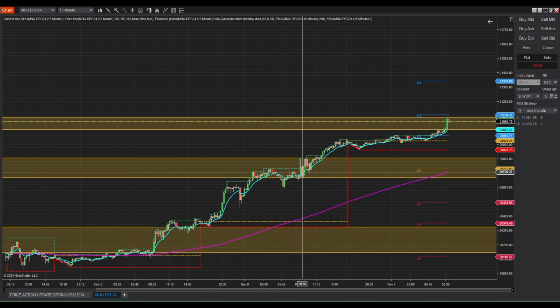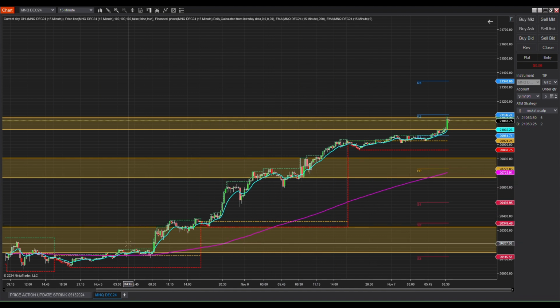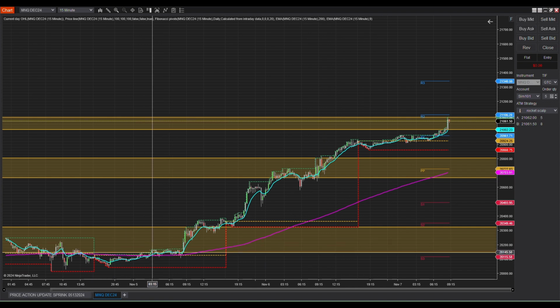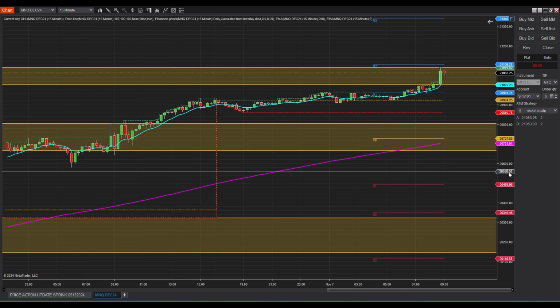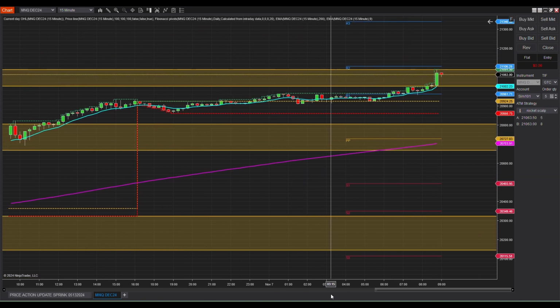You can see that move right there. This was Wednesday. It's Tuesday, and that's Monday. Tuesday, and then the overnight election, that market just jumped up, and we're still going up. 21,106. So right now we're just in the zone.